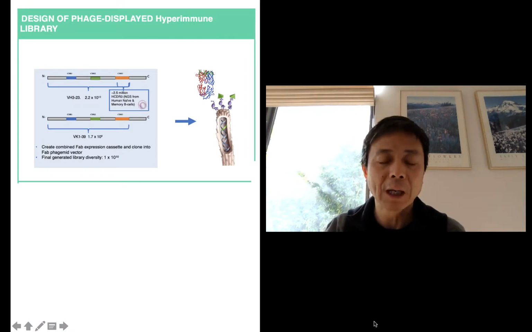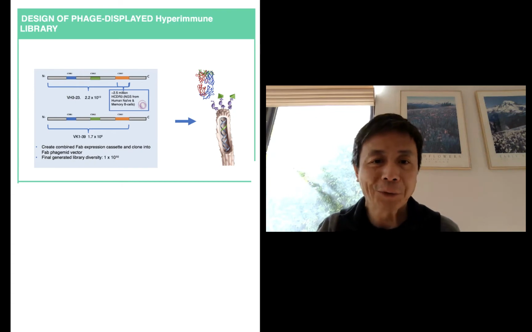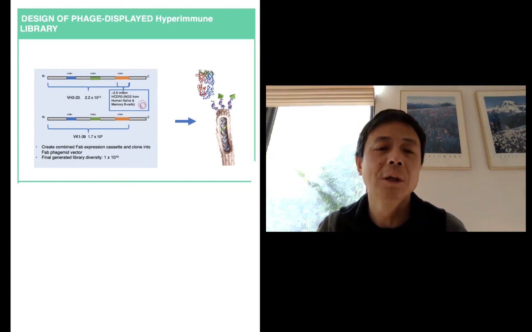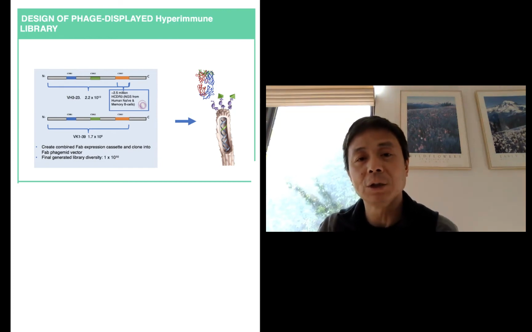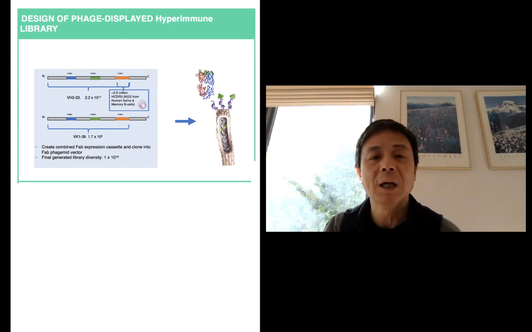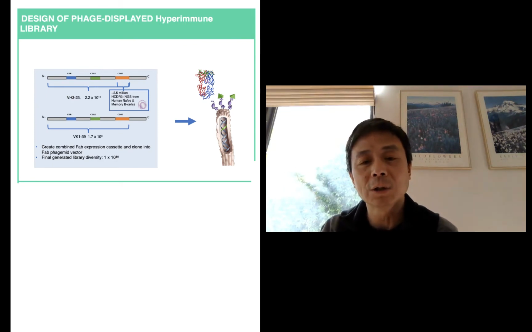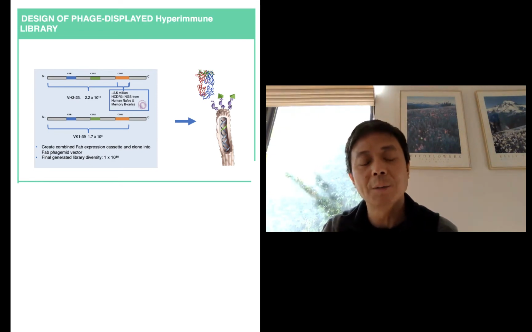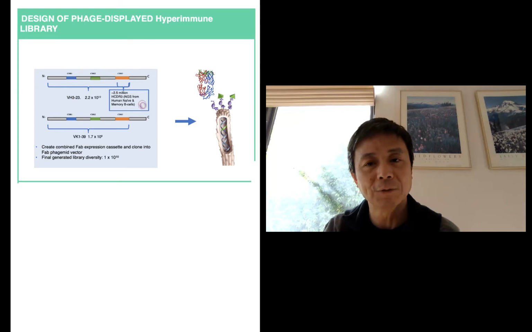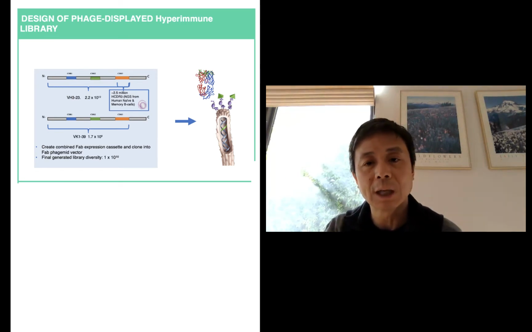For this library, we only used a single heavy chain framework and a single light chain framework. We heavily included the diversity of HCDR3, but with limited HCDR1 and HCDR2 diversity. The total theoretical size of this library is huge, over 10 to the 20th. But the final library size we generated for this phage display library is 10 to the 10th.